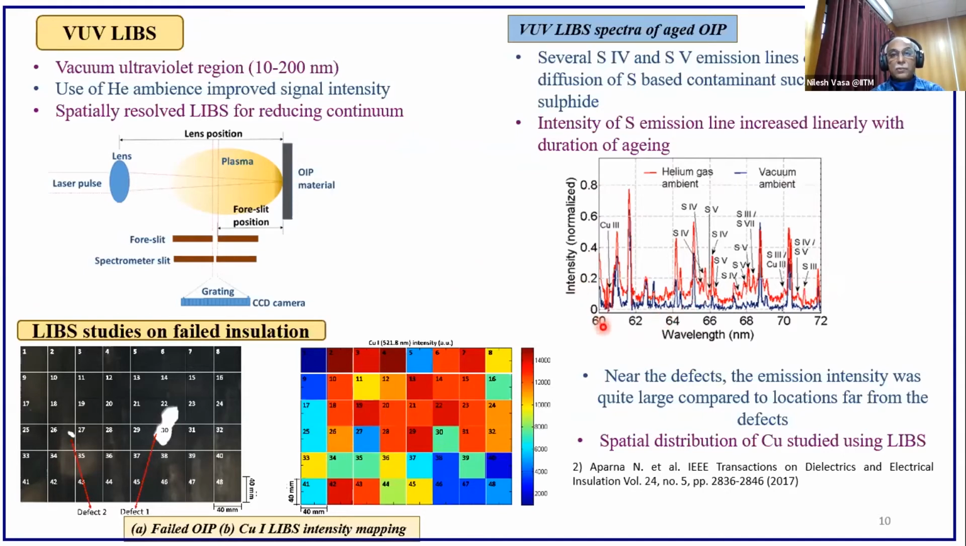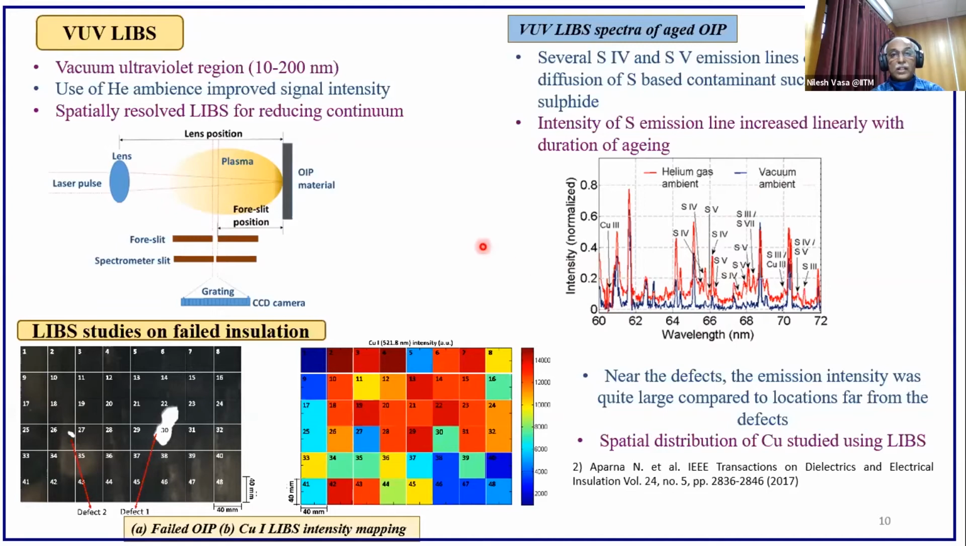So we also captured LIBS spectra in the extreme ultraviolet range. Of course, when we use such a region, the plasma sustaining time is quite small, and the size of the plasma is also very, very small. So it was not so easy to capture the sulfur spectra in vacuum condition.